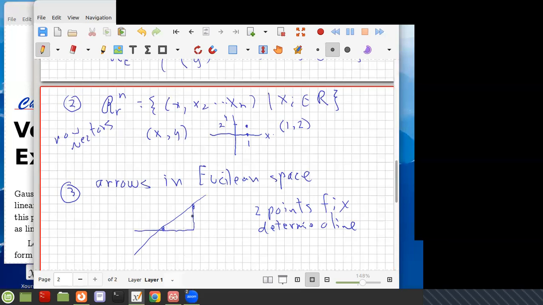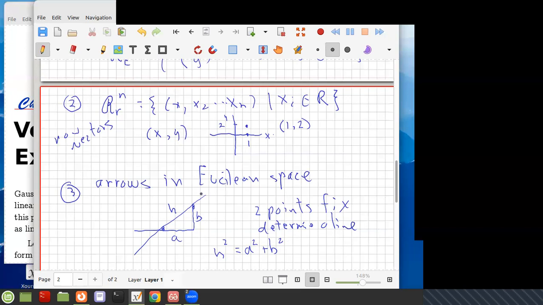Like this. If you have this length here and you have this length here, then the distance between these two points is related by h squared equals a squared plus b squared. That's Pythagoras' theorem. And that's what you mean by Euclidean space being flat.